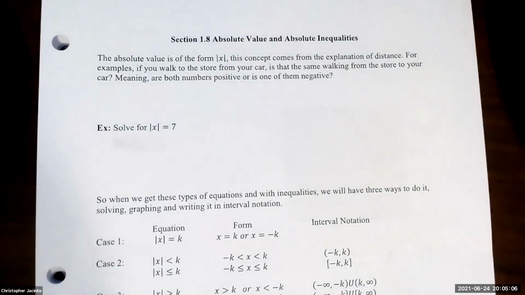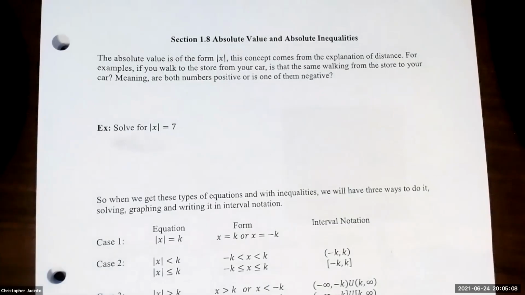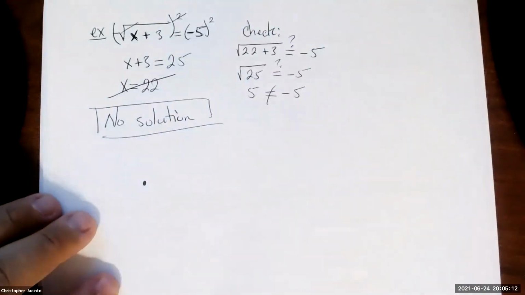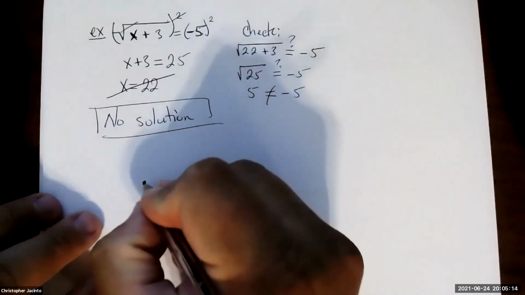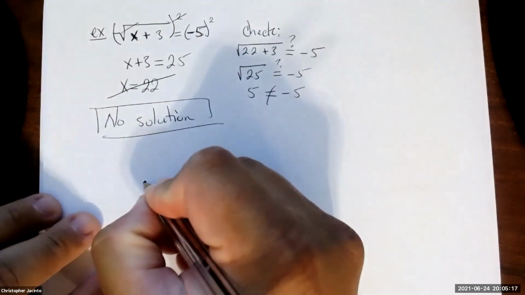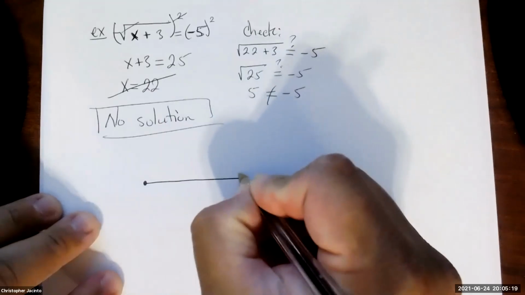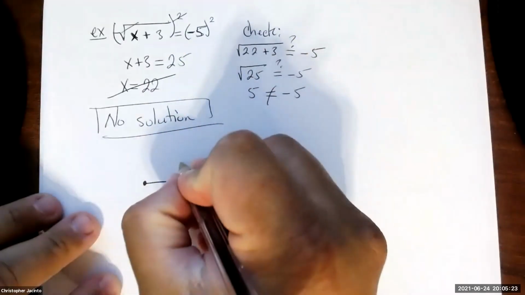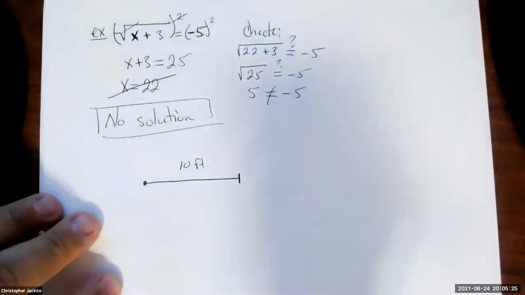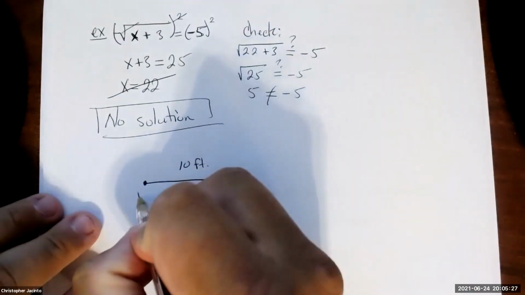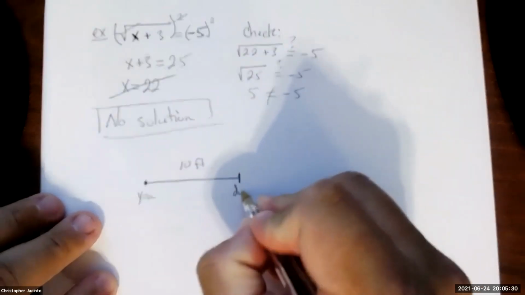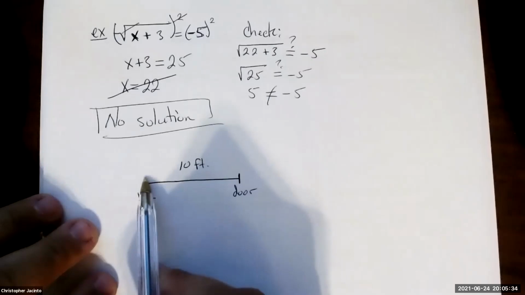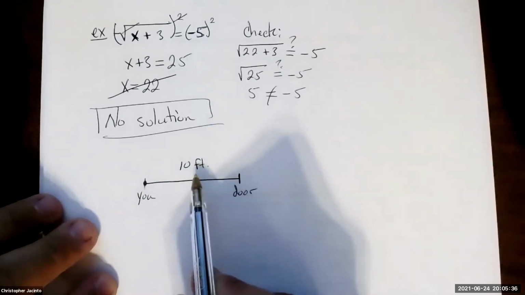Okay, so the best way I can understand the concept of absolute value: let's suppose you're sitting at your desk, in your car, whatever. And let's suppose that you have to walk to, let's say, the front of your door. That's your door. And let's suppose that distance is 10 feet, just for fun. So this is you. This is the door. So if you start here, the distance from you to the door is 10.